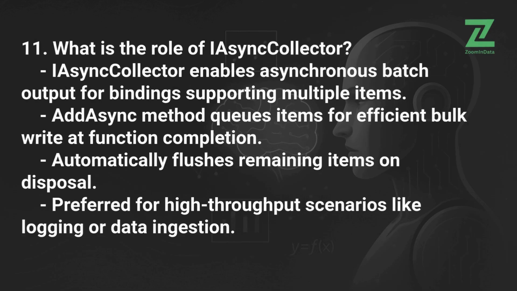11. What is the role of IAsyncCollector? IAsyncCollector enables asynchronous batch output for bindings supporting multiple items. The AddAsync method queues items for efficient bulk write at function completion. It automatically flushes remaining items on disposal. Preferred for high-throughput scenarios like logging or data ingestion.